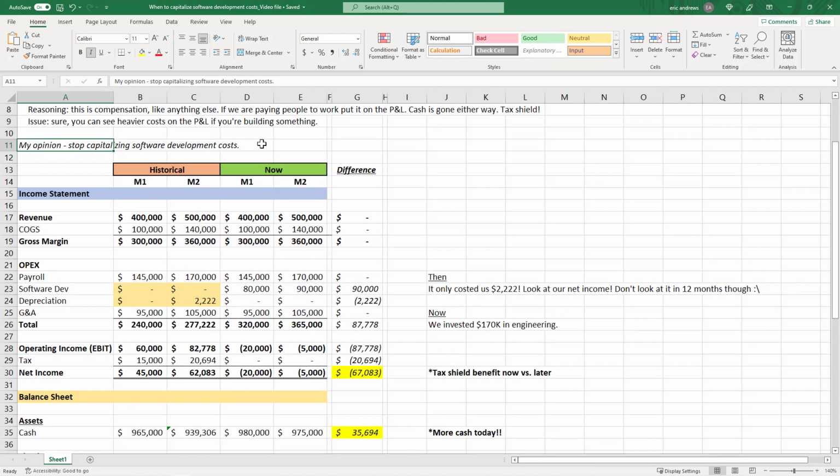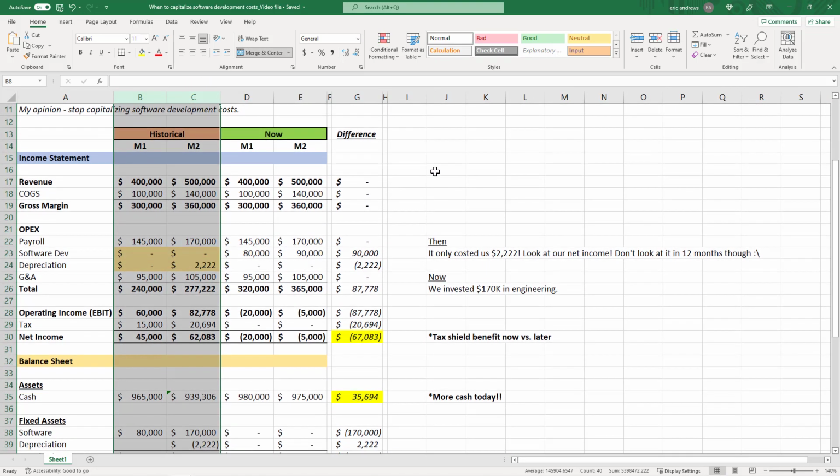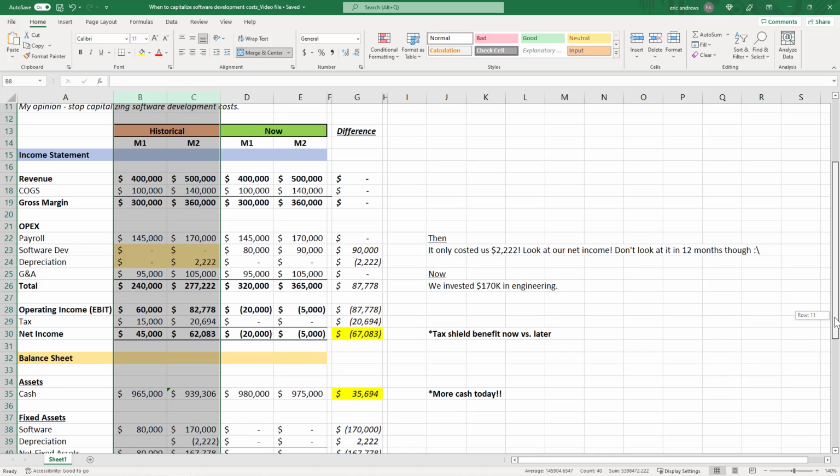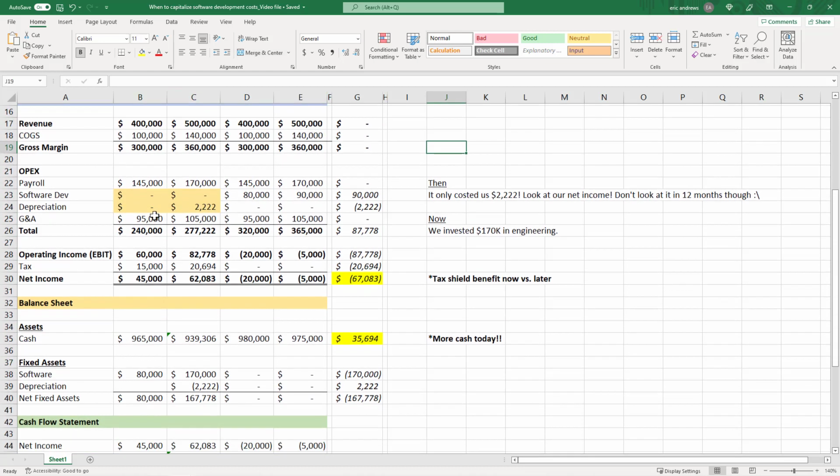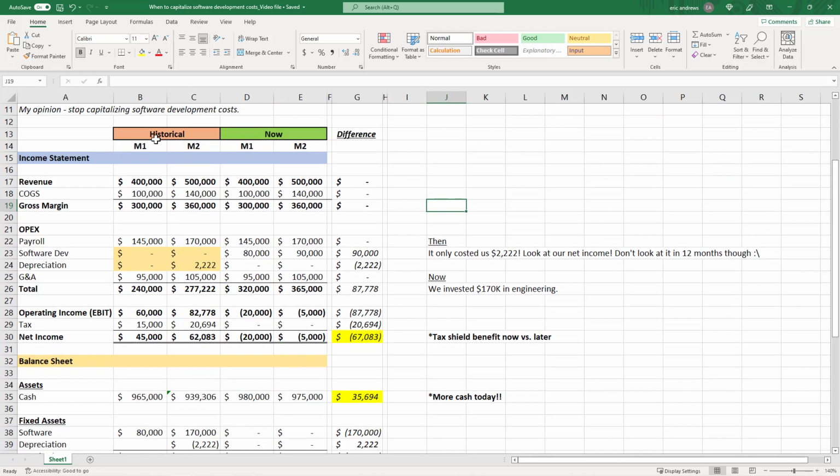So we're going to look at historical, so sort of like how they dealt with software development in the past, meaning capitalizing it, and sort of how that rolls through the three financial statements. And we're going to say this is month 1 and month 2. So it's like a 2-month period.